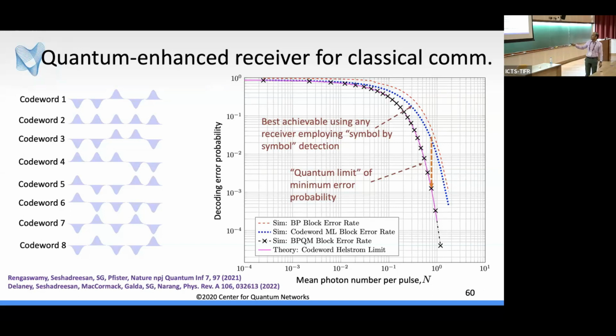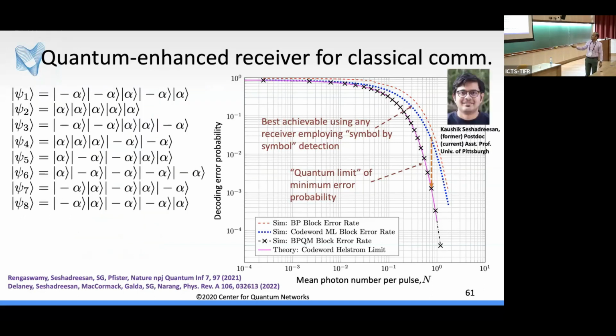And they looked at this problem of telling apart between these 8 code words. What is a code word? This is 5 pulses, 5 time bins, alpha or minus alpha for each time bin. How many options are there? There are 32 possible sequences, right? 2 to the 5. But let's say of those 32 possible sequences, you only have 8 sequences. I have guaranteed you that I will only give you one of those 8 code words. And your job is to find out which one I have given you.